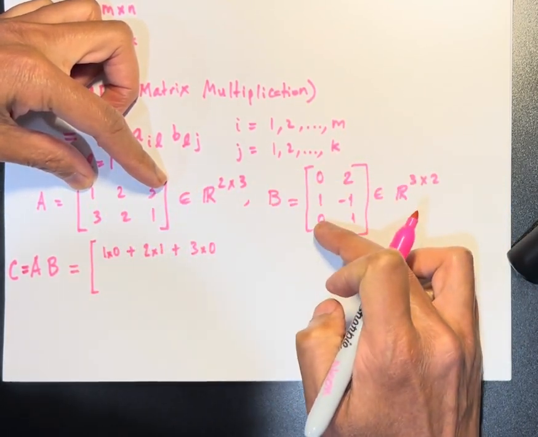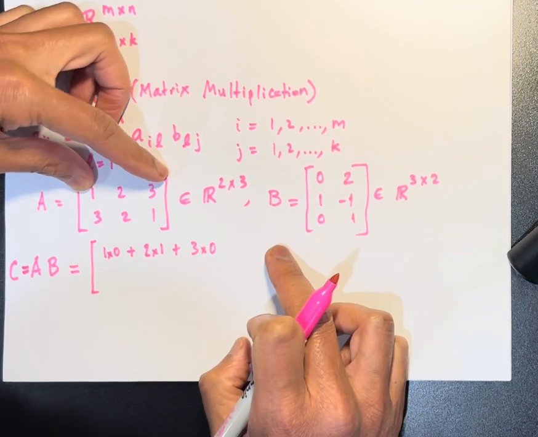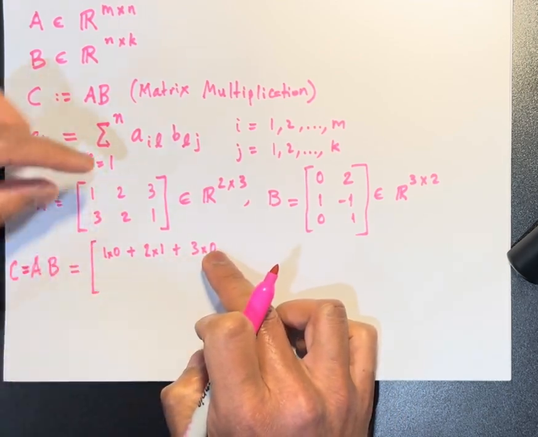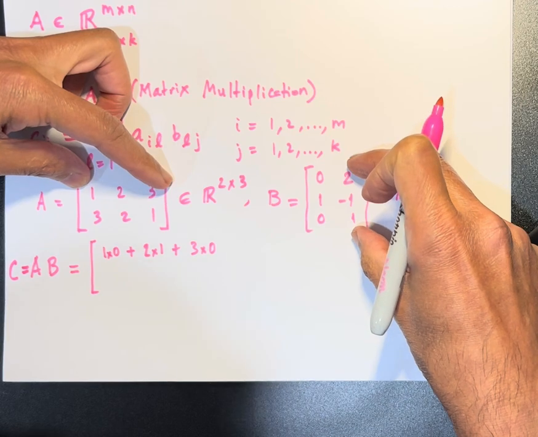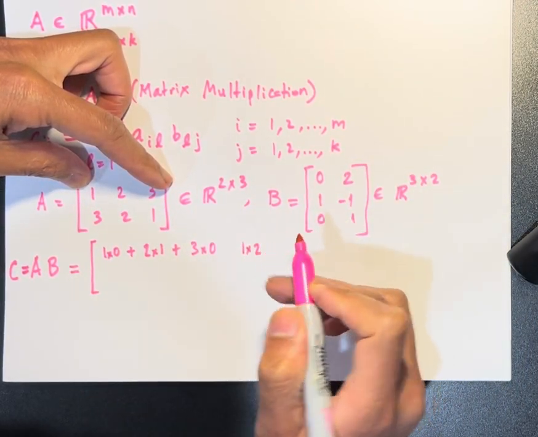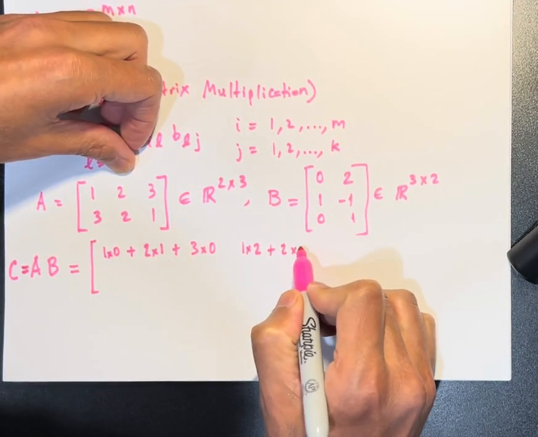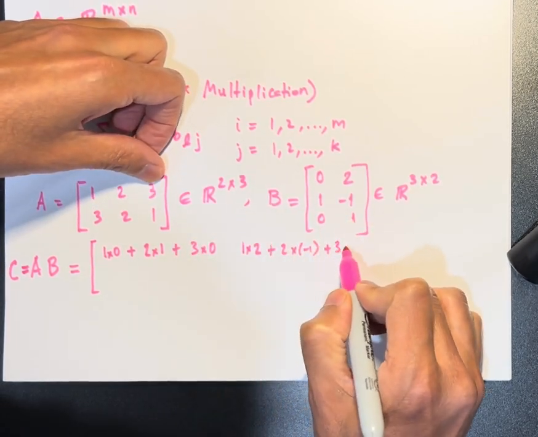1 2 3 times 0 1 0. And then for the next element, right? So this is the first one. Then the only next thing we do is take this row, multiply by this column, right? So that's going to be 1 times 2 and then plus 2 times negative 1 plus 3 times 1, okay?